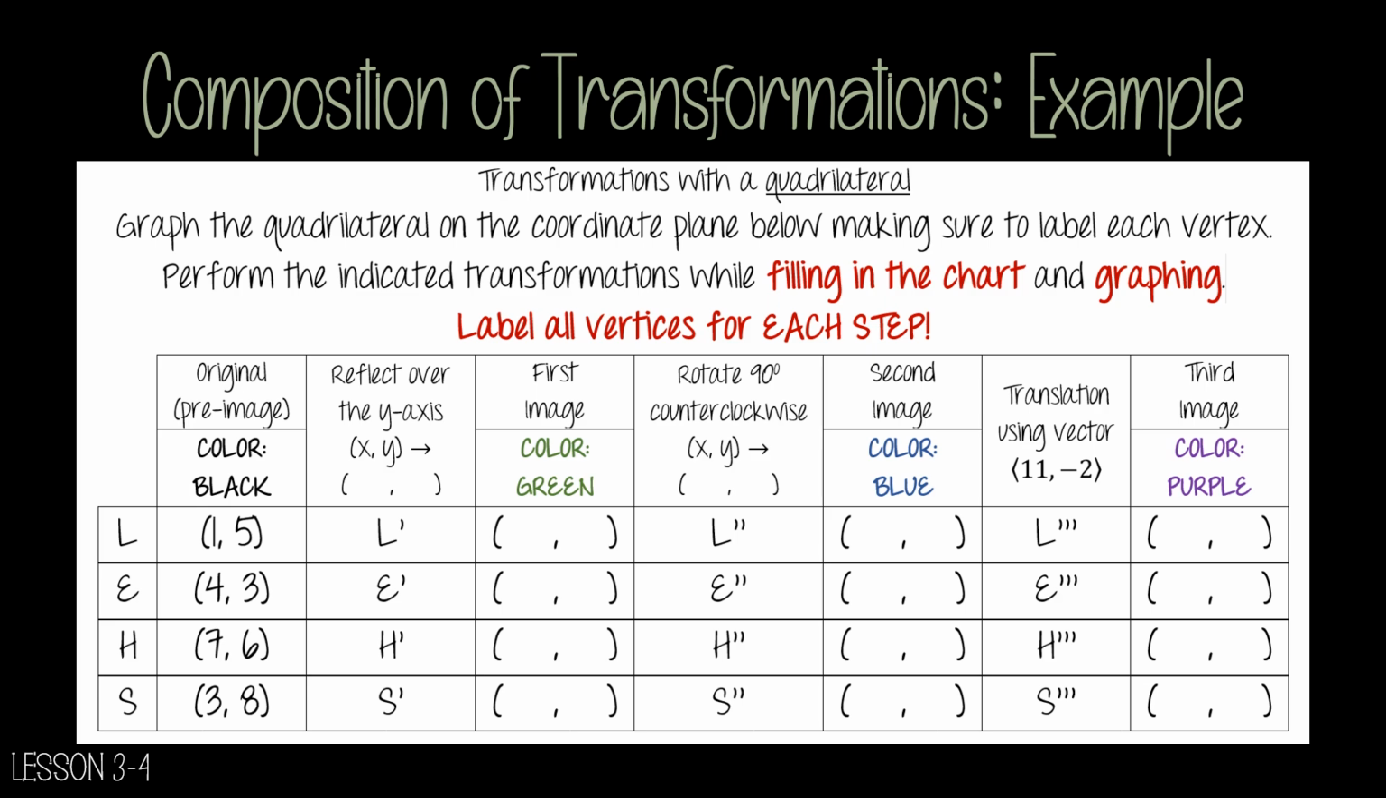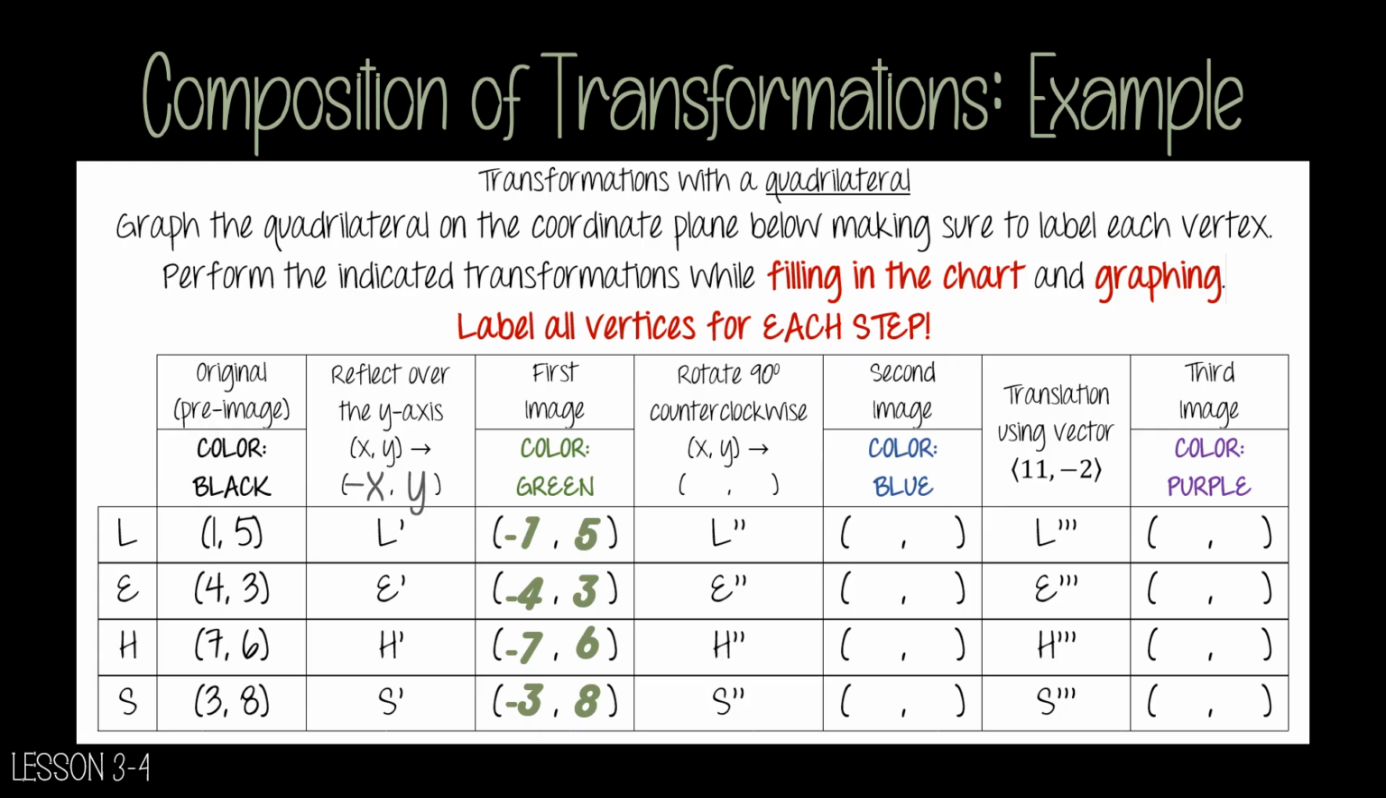Now we're going to reflect over the y-axis, and we have our rule, (-x, y), which means they're going to stay in the same positions, but the x values are going to change signs. So all the original x values change signs, and the y's are just going to stay the same. We're going to graph that in green. The original was black.